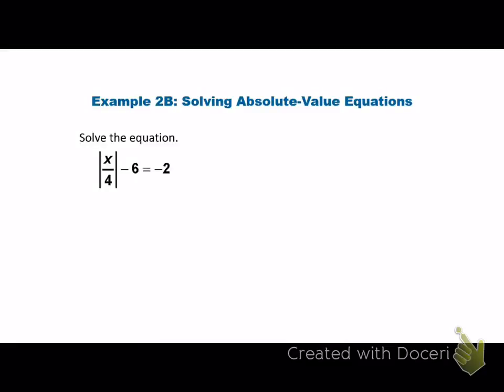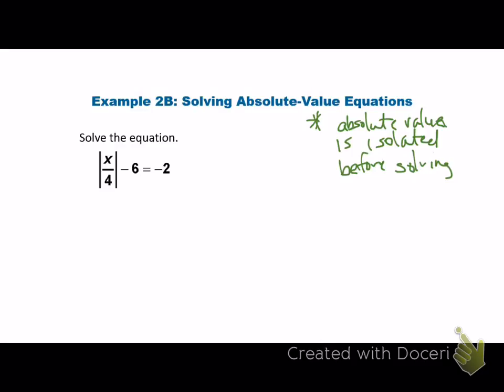When you're solving an absolute value equation, the first thing you always check for is that your absolute value is by itself on one side of the equation, okay? So you must always make sure absolute value is isolated before you solve. Okay, so let's take a look at our first equation.